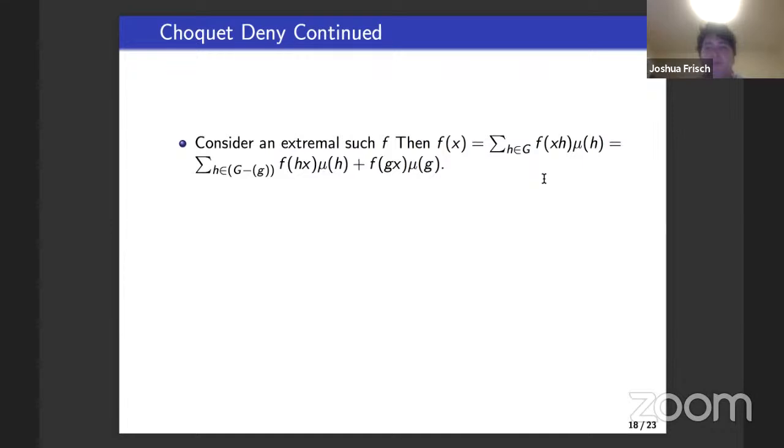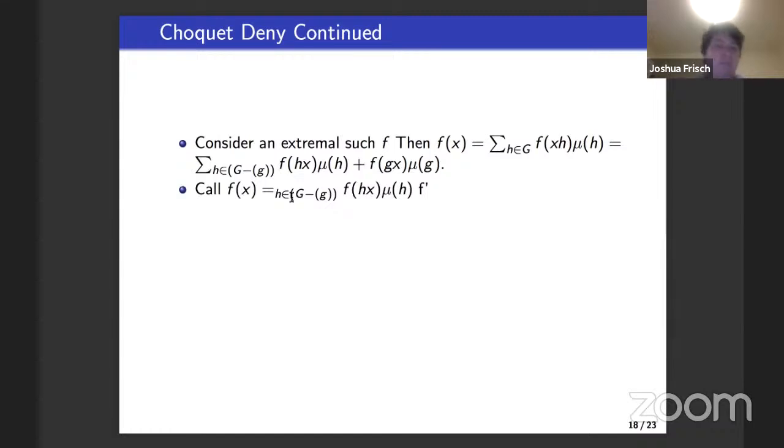All right, so let's consider this extremal f. Well, then by definition, f is going to be equal to the sum of f of xh times mu of h. And then I'm going to write this in a weird way. I'm just going to pull out the mu of g term. So f of x is equal to the sum of f of xh mu of h, and now it's going to be equal to all of this. The group is commutative, so I'm going to send the h to the left and the g to the left. And I write it like this.